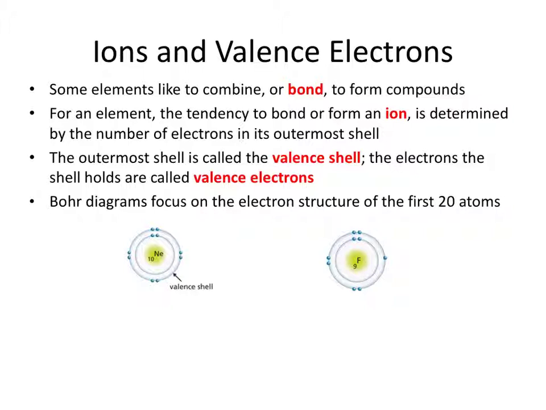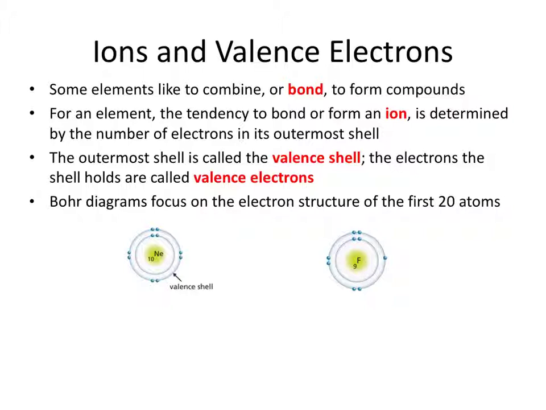So let's talk about how ions form. Some elements like to combine or bond to form compounds. For an element, the tendency to bond or form an ion is determined by the number of electrons in its outermost shell. We call that outer shell the valence shell. And the electrons that shell holds are called the valence electrons.